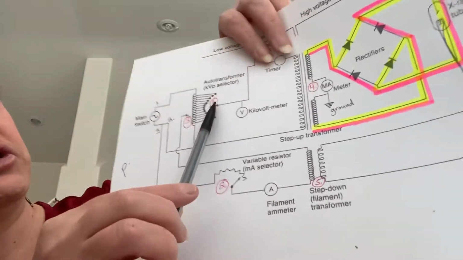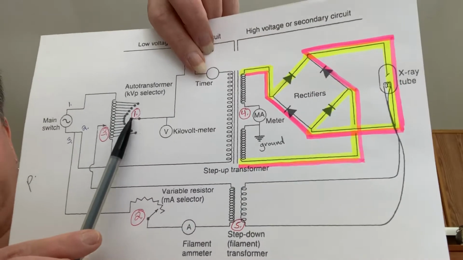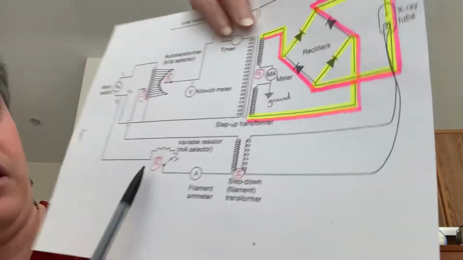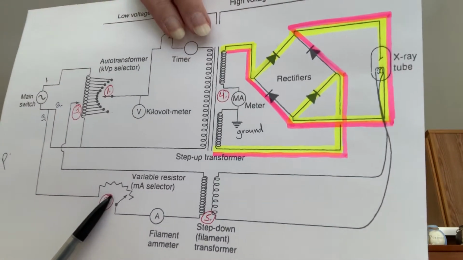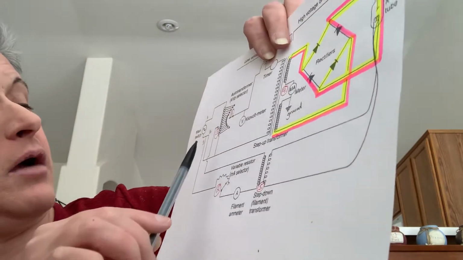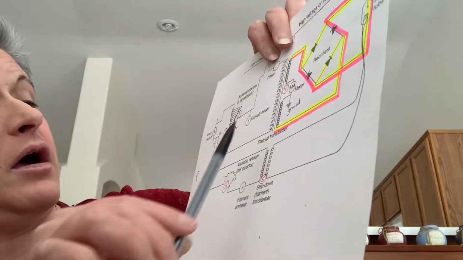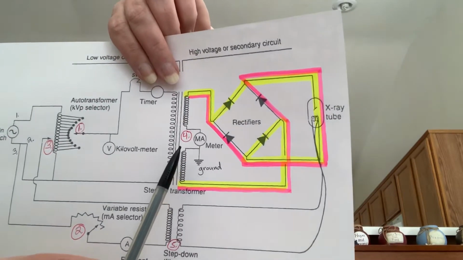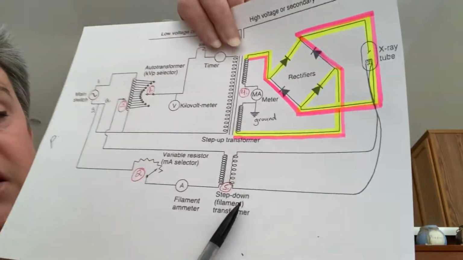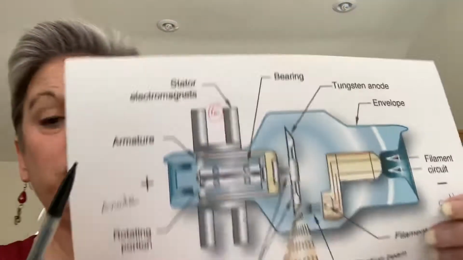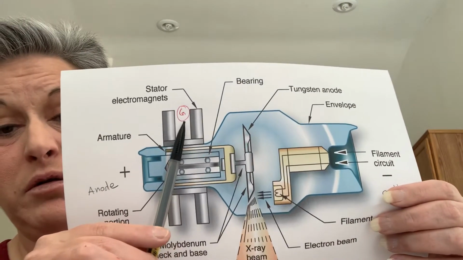Here is first, number 1, the place of induction. Second place right here, number 2. The third place, number 3. The fourth place right here. The 5th place here, and then the 6th place is in the X-ray tube itself, right here. So those are the 6 places where induction happens.